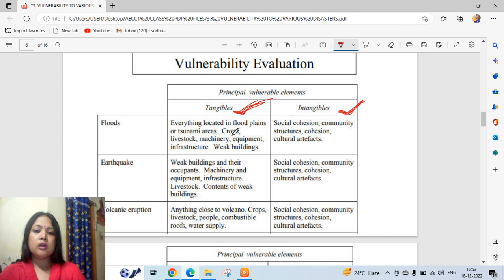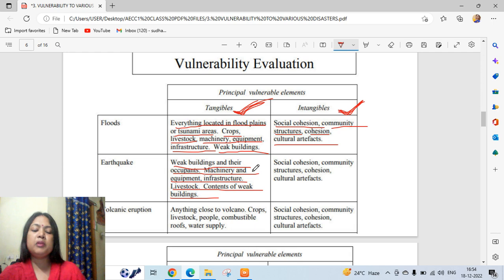So in floods, tangible measurement of vulnerabilities: everything located in flood plains or tsunami areas, then crops, livestock, machinery, equipment, infrastructure, weak buildings. They are tangible, means vulnerability can be assessed. But social cohesion, community structures, cultural artifacts cannot be assessed. During an earthquake, weak buildings and their occupation, machinery, equipment, infrastructure, livestock, everything can be tangible.